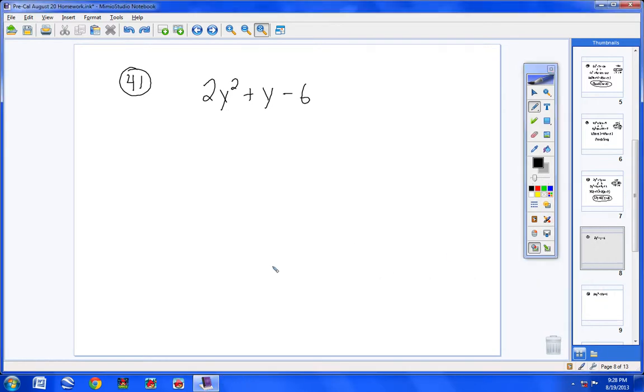All right, at number 41, the first thing I notice is I have a 2. Don't forget there's a 1 here. I have a 2, a 1, and a negative 6. There's no number that goes into 2, 1, and 6 evenly, and I do not have a y in every term, so there's nothing I can factor out.